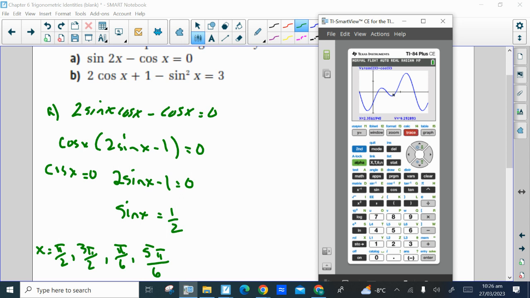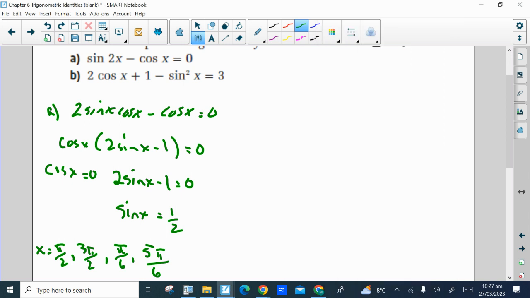And to confirm, go into the trace mode, checking pi on 2. Yes, y does equal 0 there. Checking 3 pi on 2. Yep. Pi on 6. Yep. And 5 pi on 6. Yep. Okay, so not only are we confirming that there are 4 solutions, but we just confirmed that the 4 solutions we got are correct. So the calculator can be used to confirm, but you've got to know how to solve these algebraically.